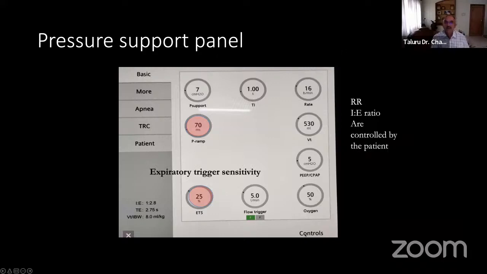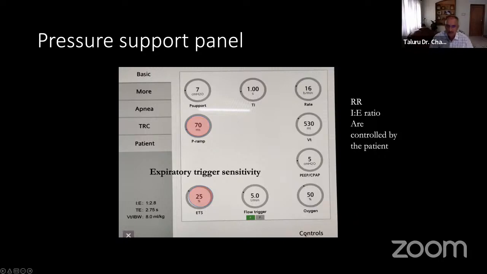Next, we set a rate, but the rate is only a backup. The patient can breathe even 25 times, 30 times. So he's getting 530 ml. Probably this pressure support may be more, and you may have to decrease it here. Now I have set a PEEP of 5. Oxygen is at 40%, 50%. We understood that you don't require 50%; less than 40% is enough.